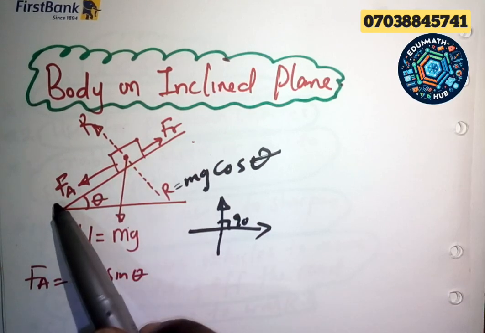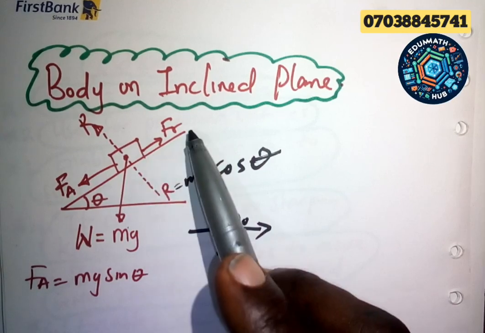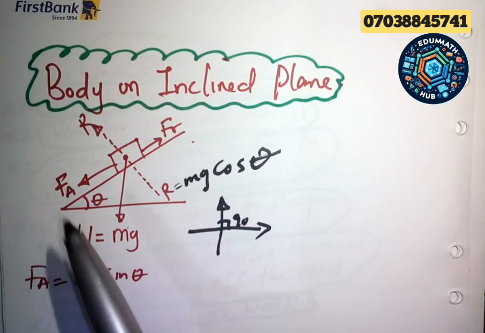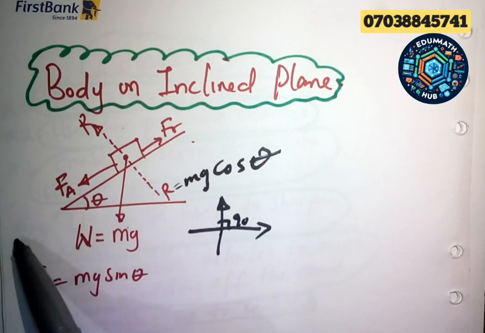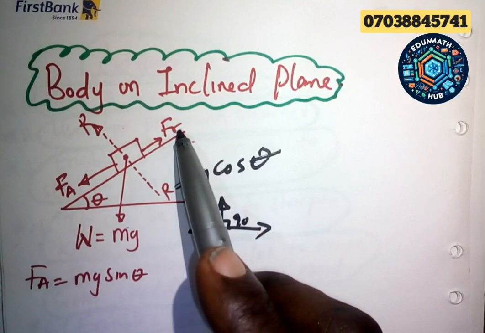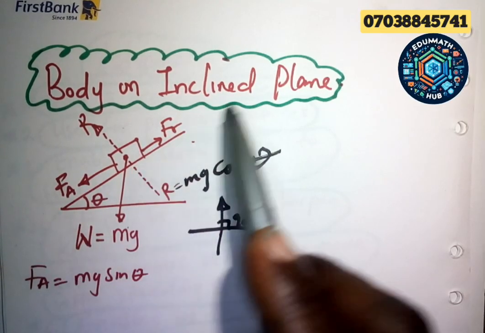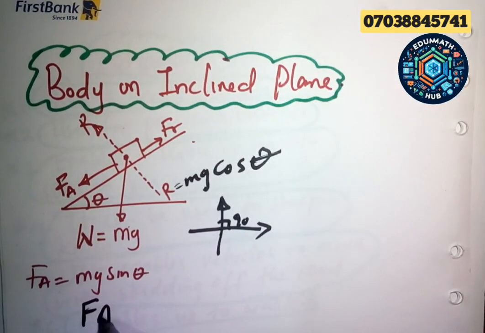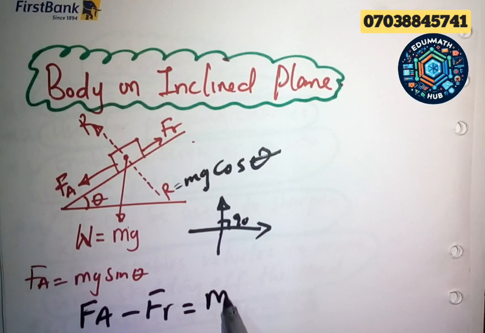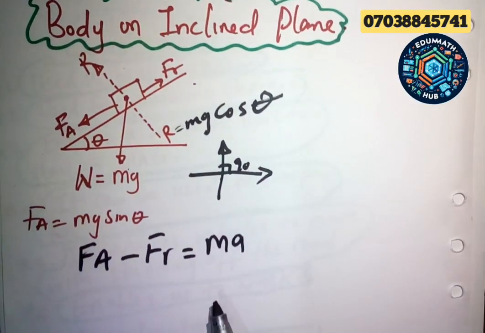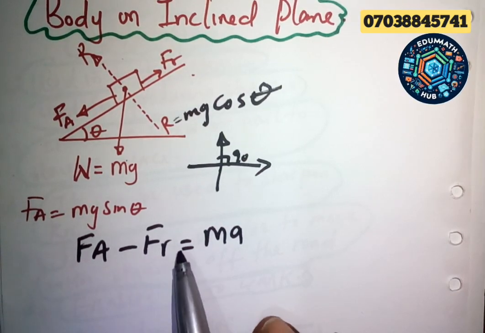So this body must overcome this frictional force trying to hold it down, because friction is like this, and the body is trying to move like this. So Fa is equal to mg sine theta. If this body is moving down, that means it has overcome the frictional force. That means the force in this direction is now bigger than the force in this direction. So you can say Fa minus Fr will give you Ma, which is Newton's second law of motion. So Fa minus Fr is equal to Ma.